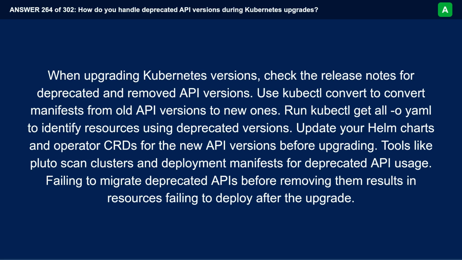Update your Helm charts and operator CRDs for the new API versions before upgrading. Tools like Pluto scan clusters and deployment manifests for deprecated API usage. Failing to migrate deprecated APIs before they are removed results in resources failing to deploy after the upgrade.